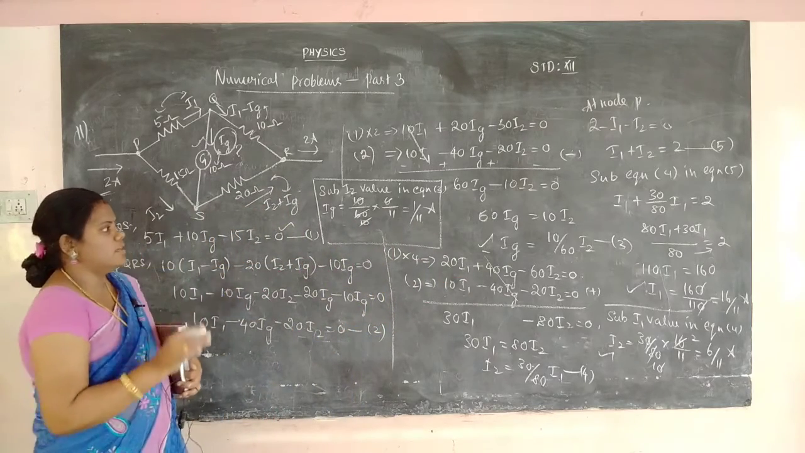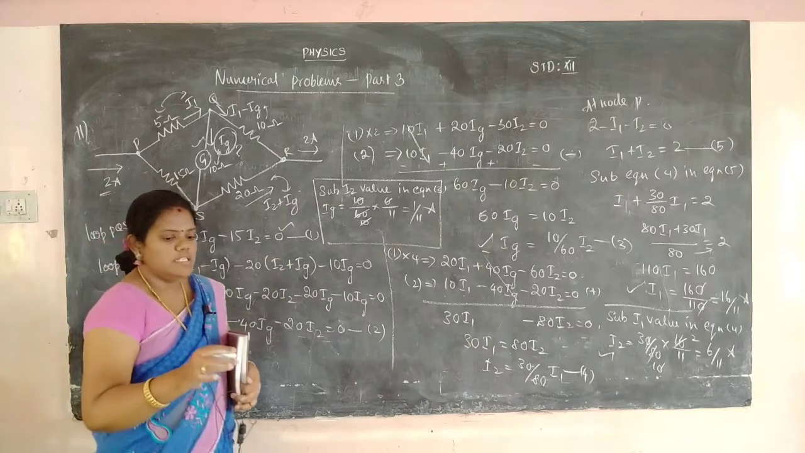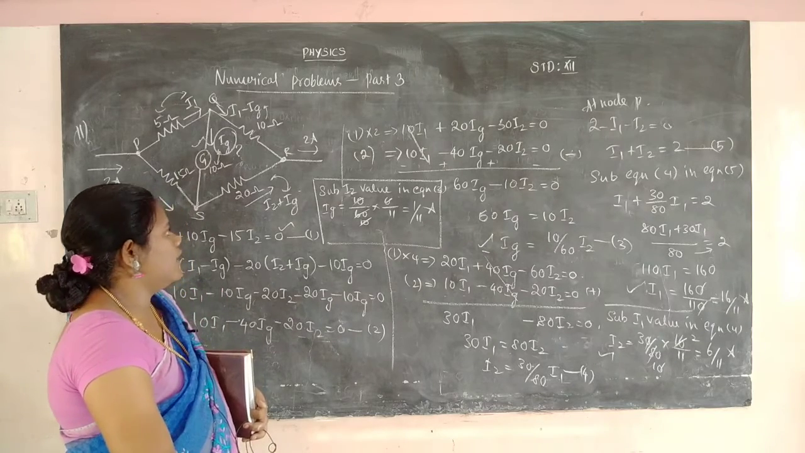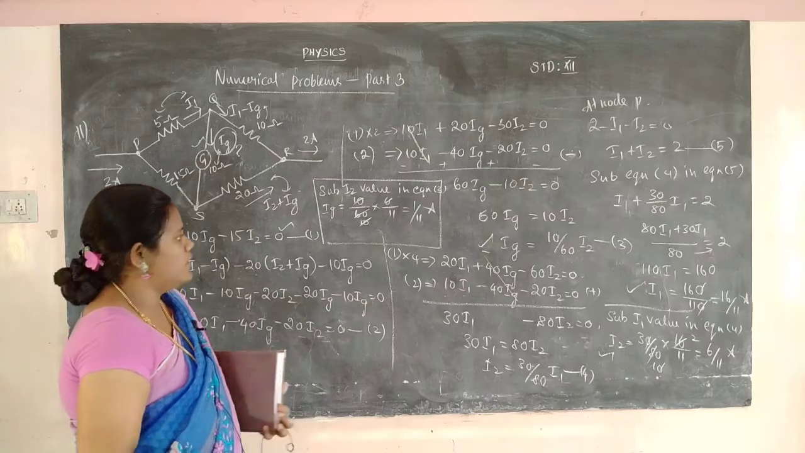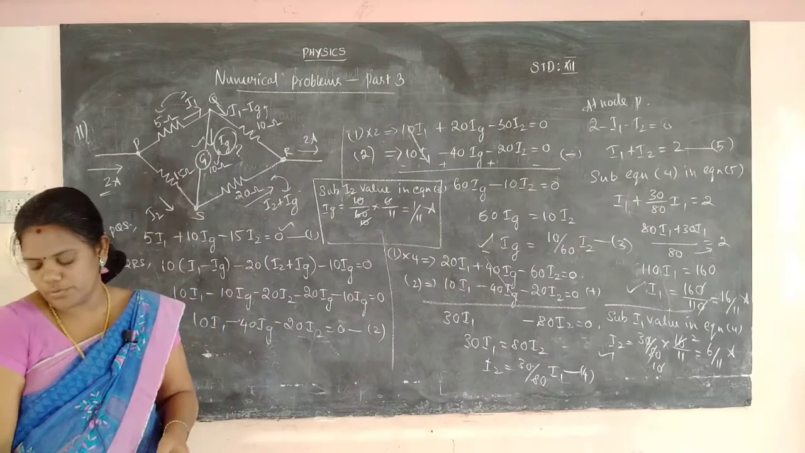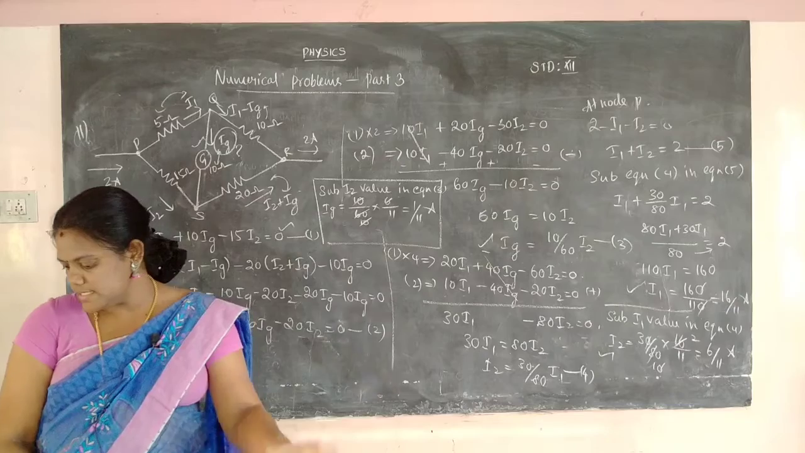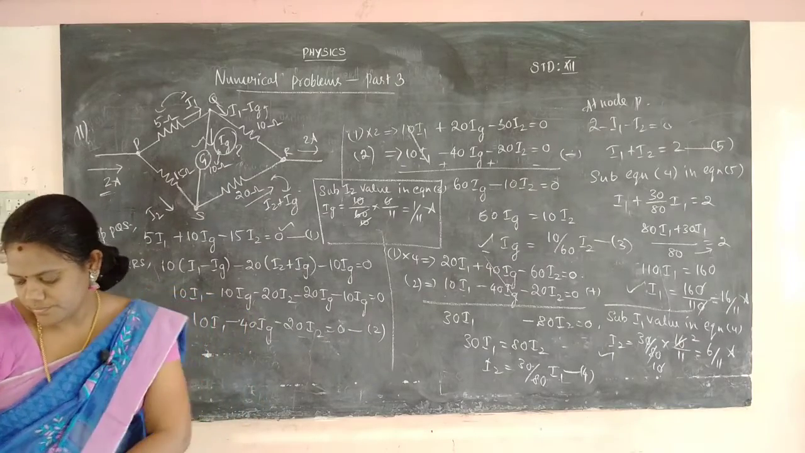Okay. So this is the easiest problem to solve for the current flowing in the galvanometer. And next we will go for the next problem, that is the 12th one.